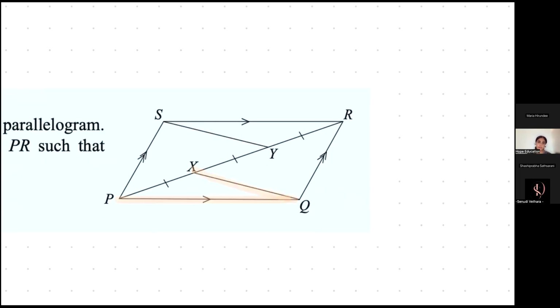Triangle and this triangle congruent. If we can make these two triangles congruent, we can show that QX and SY are equal. How do we make these congruent? So we have one side pair, PX and RY, no problem. Anything else that we have?